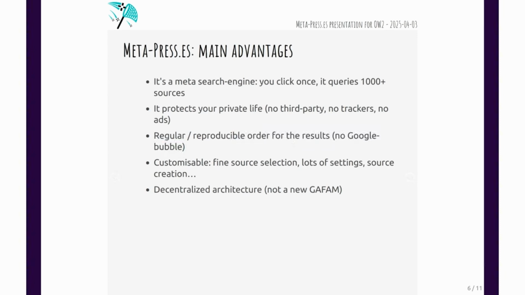Another advantage of Meta-Press is that if you do twice the same search, you will have twice the same results in the same order. And we can't say the same about Google. You change your computer to search something with the phone of a friend, and you will have something completely different because of the Google bubble, their customization of results for you, just for you with your profile.